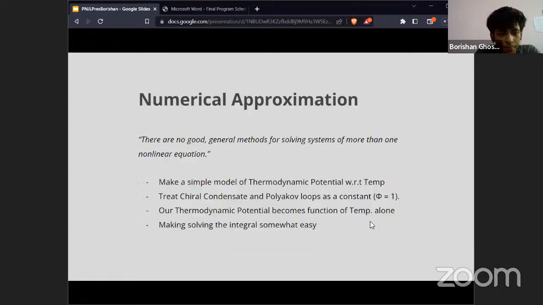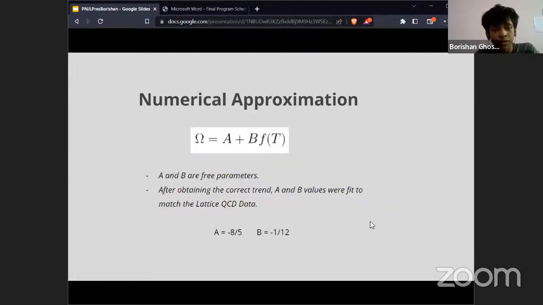We treat the chiral condensate and Polyakov loops as constant, and our thermodynamic potential becomes a function of temperature alone. This makes solving the integrals somewhat easy. So once you do all of that mathematical manipulation, you end up with this almost linear looking equation where omega is A plus B times a function of T. F is a function of T, and A and B are scaling and moving the graph up and down.